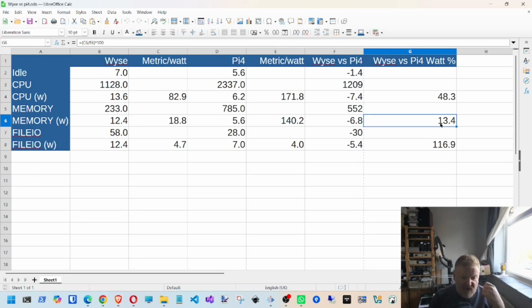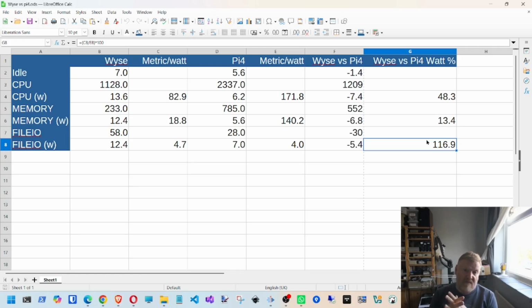The only metric where the Wyse is a bit better is on file IO, and that is because it's using an internal SATA socket rather than going through USB 3 and all that sort of stuff. Anyway, whatever. So that gives you an idea. So pound for pound, the Pi 4 is a lot better in terms of CPU and memory. Drive maybe a little bit less, but let's call it pretty much the same. I mean, the difference is negligible.